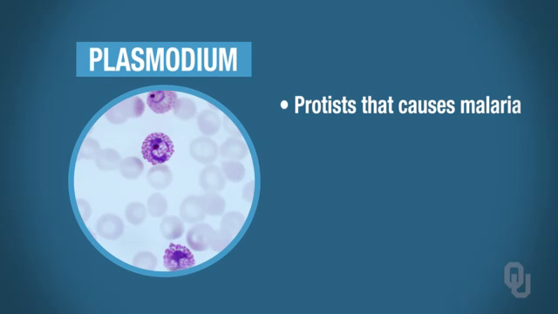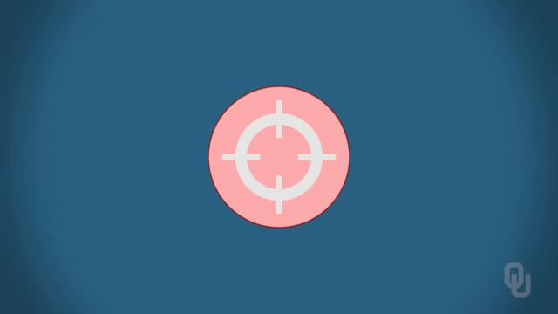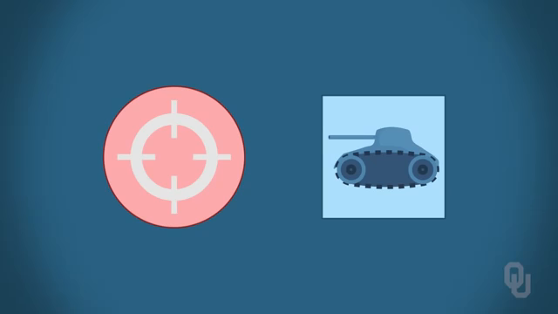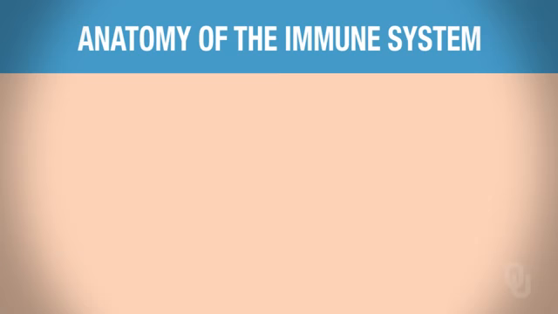And malaria is the number one killer of children and adults in terms of arthropod vector-borne diseases. So those are the examples of just various targets for the immune system. We have all of these cells then in our body that have to mount an immune response. And here's the anatomy of the immune system.